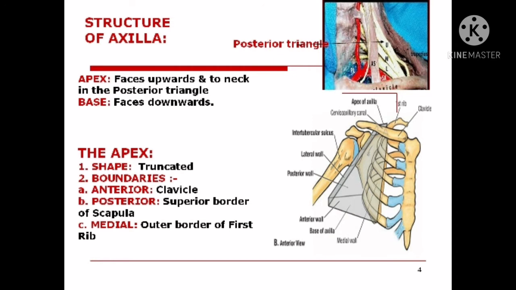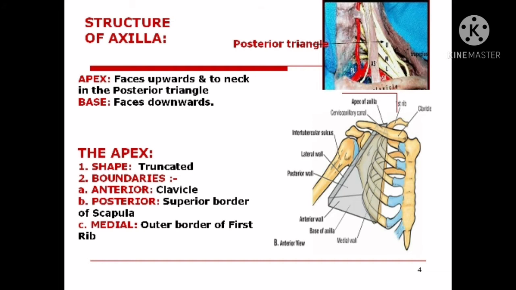The apex. The apex faces upwards and to the neck in the posterior triangle. The posterior triangle is formed by the trapezius muscle behind, the sternocleidomastoid muscle in front, and the base of this triangle is formed by the clavicle. The base of the axilla faces downward.